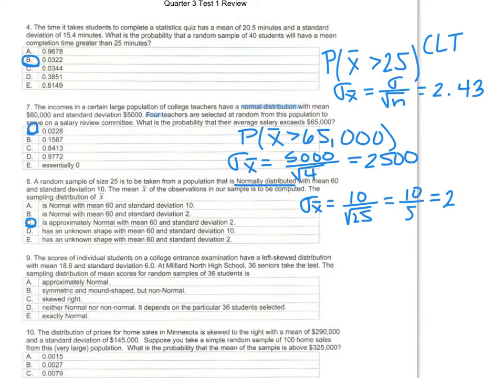The next question, the scores of individual students on a college entrance exam have a left skewed distribution with a mean of 18.6, standard deviation of 6. At Millard North High School, 36 seniors take the test. The sampling distribution of mean scores for a random sample of 36 students is approximately normal. This is following from the central limit theorem, where n is greater than or equal to 30. Okay?